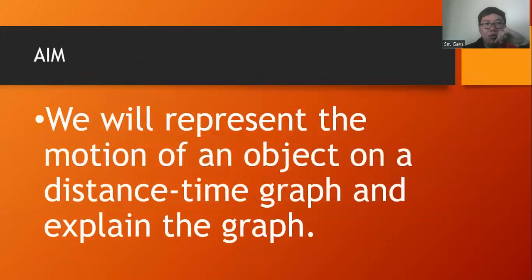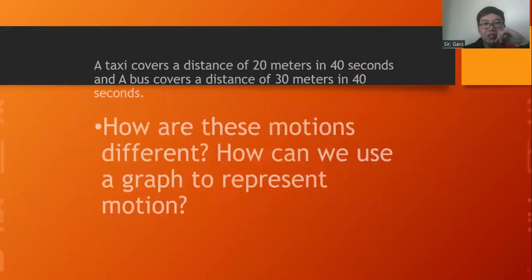Now, our goal for this session, we will represent the motion of an object on a distance time graph and explain the graph, whether it's moving faster or moving slower. Let's see what will happen.